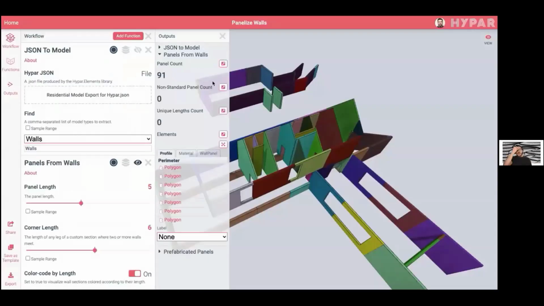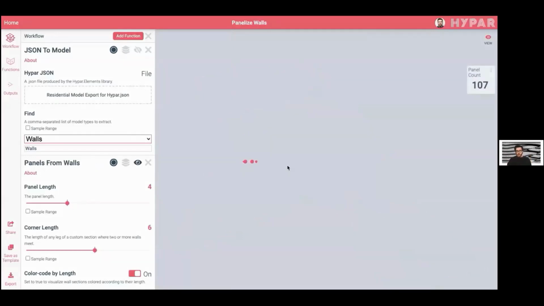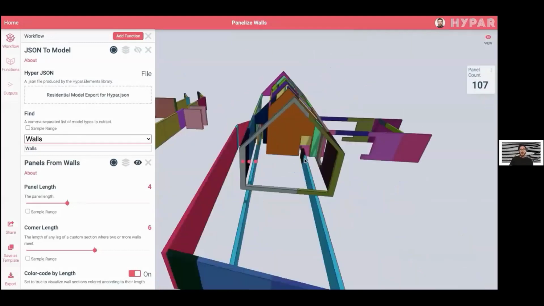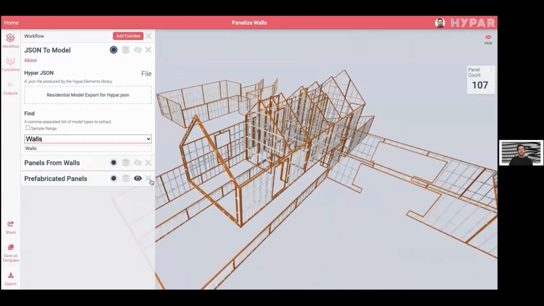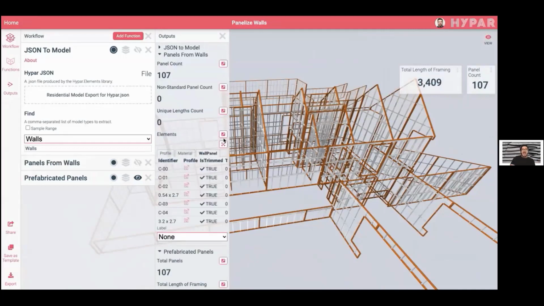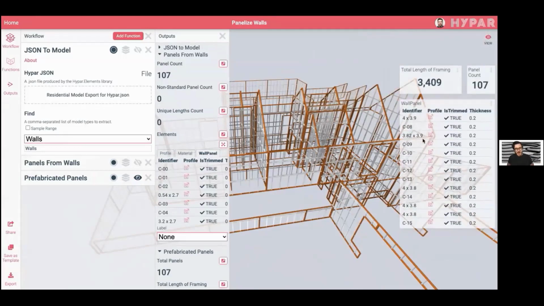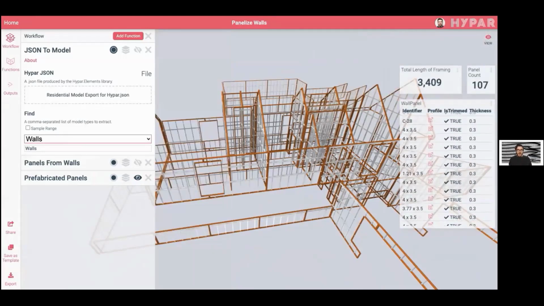Hypar is a web-based interface for running computational logic. I can go on Hypar and grab a function that might turn the walls that I brought in from Revit into panels. And I might grab someone else's function, which turns those panels into some sort of prefabricated wall panel with framing. This is really about enabling you to automate the boring stuff. You should be able to just drop in a model, grab it from Rhino or from Revit, and utilize routines that automate the parts of this that are repetitive.